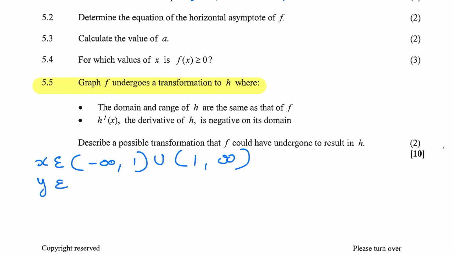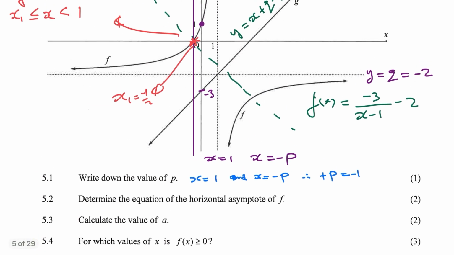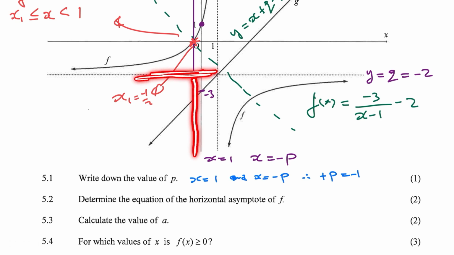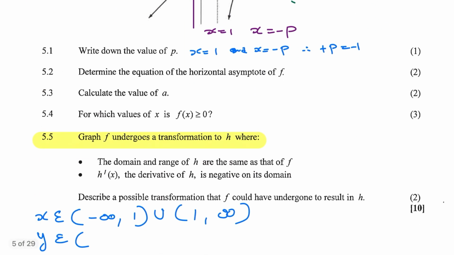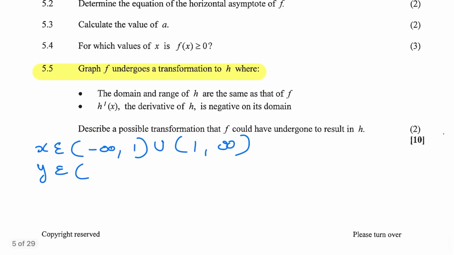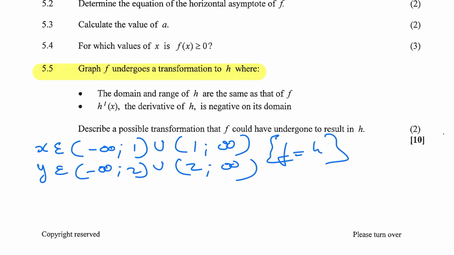And the same applies with the range of F. The range of F, again, goes from negative infinity. When it touches negative 2, it jumps over negative 2 and goes up, right? So the range of F is from negative infinity to 2, union from 2 again to infinity. That's basically how you write a range or a domain of any hyperbolic function. So we're told that F and H have the same range. Okay, that's what you're being told.